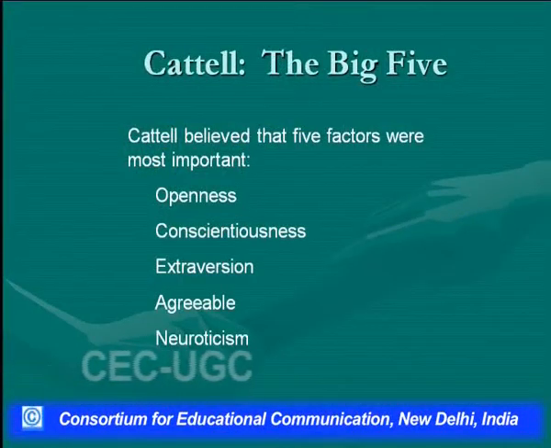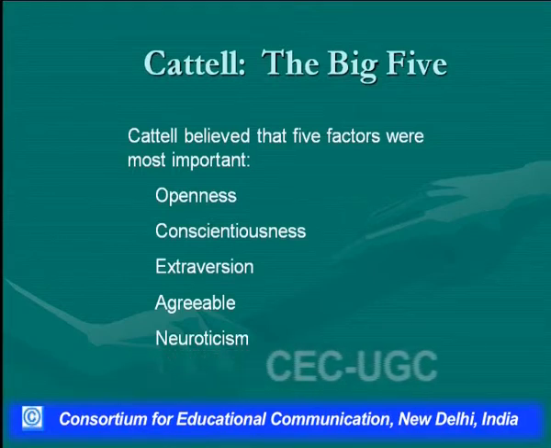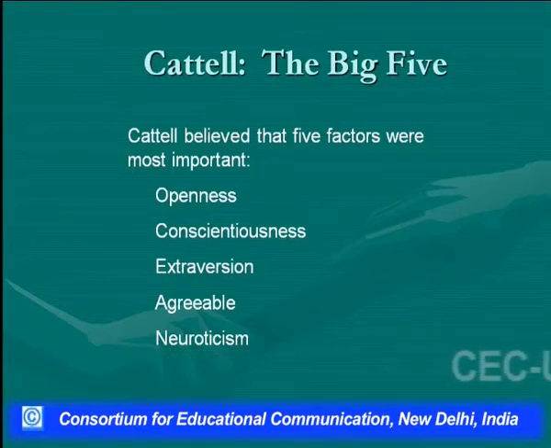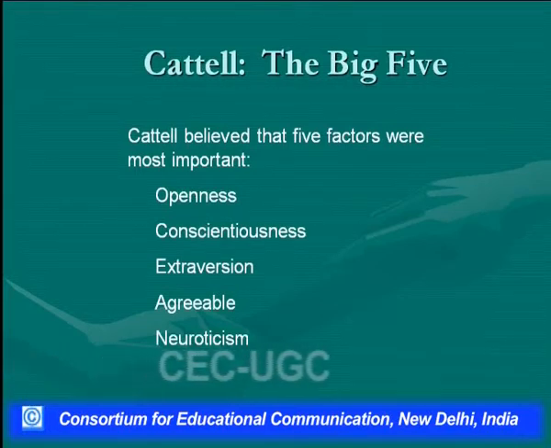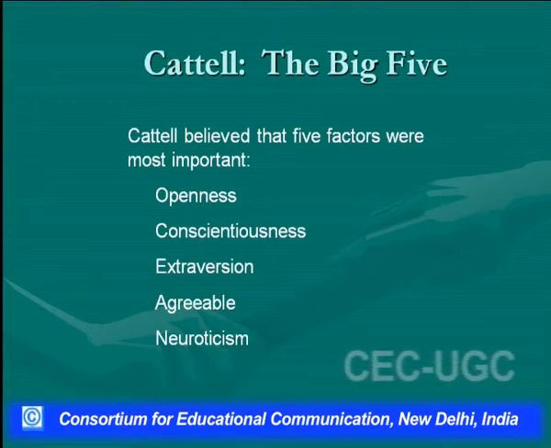Now the next is the Big 5. We'll be discussing a very important set of personality characteristics, that is the Big 5 factors. It was believed that these 5 factors were most important. The first is openness, the second is conscientiousness, the third is extroversion, the fourth is agreeableness and the last is neuroticism. These are the 5 big factors which are most important for an individual to build his personality. We'll be taking these one by one.